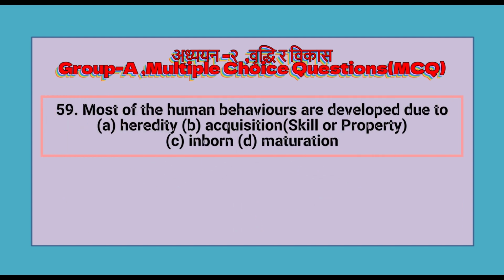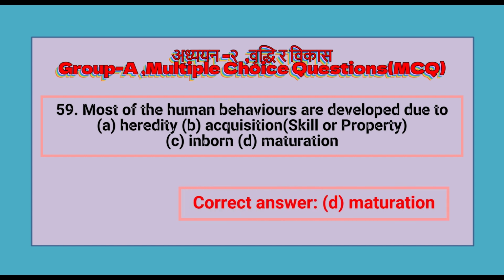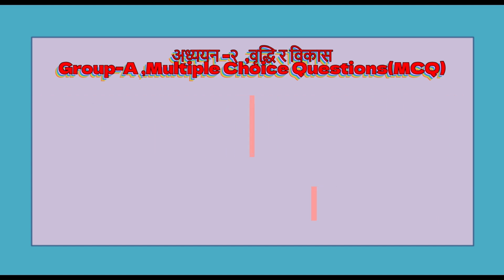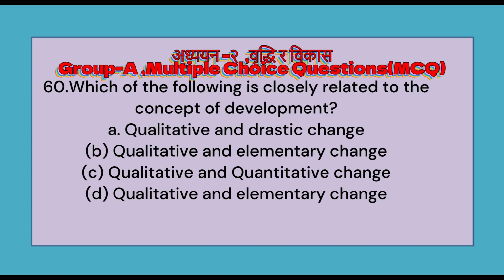59. Most of the human behaviors are developed due to: A. Heredity. B. Acquisition, skill or property. C. Inborn. D. Maturation. Correct answer: D. Maturation.